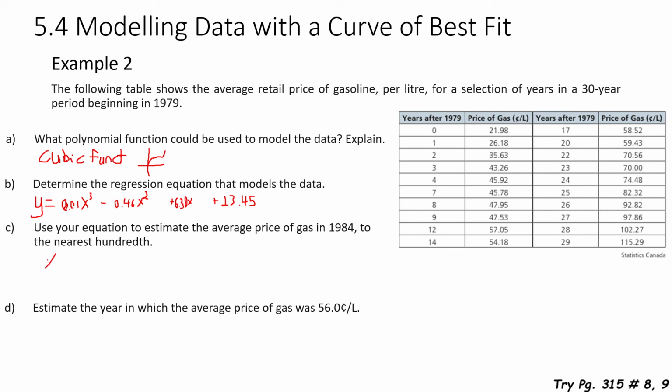When x equals 5, this is what shows up in your calculator. When x equals 5, then our y, so the price of gas at that time, is going to be 44.85. 44.85 cents per liter in 1985. So cents per liter.